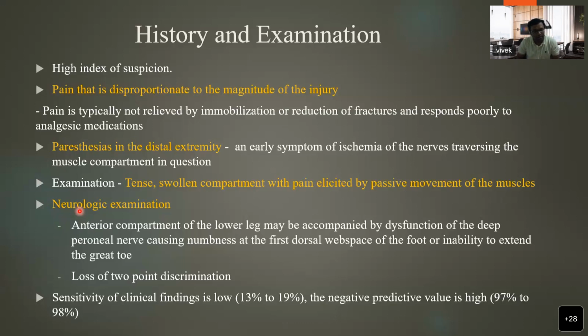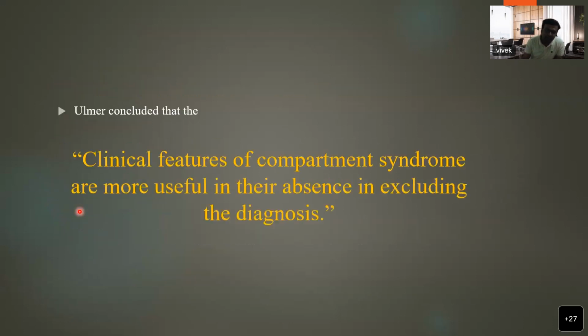Sensitivity of clinical findings is low, up to 13 to 19%, and negative predictive value is high, up to 97 to 98%. That is why Ulmer concluded that clinical features of compartment syndrome are more useful in their absence in excluding the diagnosis.